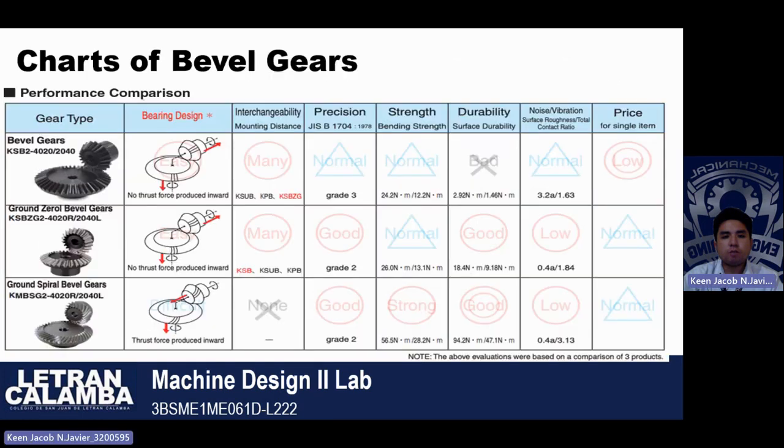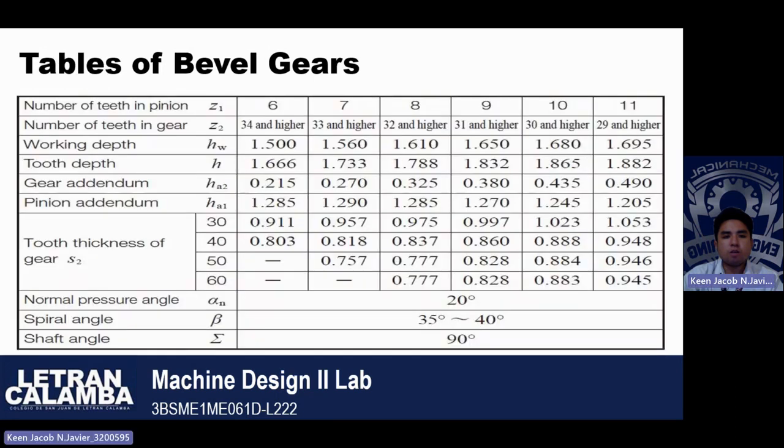For the charts of the bevel gear, here's the chart that indicates the performance comparison of the gear types. The third is the bevel gears, ground zerol bevel gears, and ground spiral bevel gears. And here is the table that is used in determining the sizing of the bevel gear: the number of teeth in the pinion, the number of teeth in the gear, working depth, tooth depth, gear addendum, pinion addendum, tooth thickness of gear, normal pressure angle, and spiral angle, also the shaft angle.